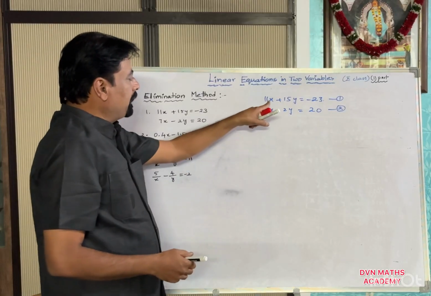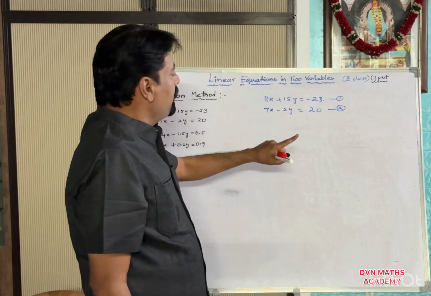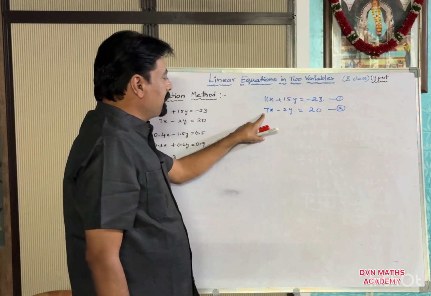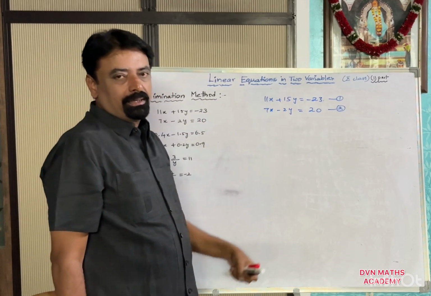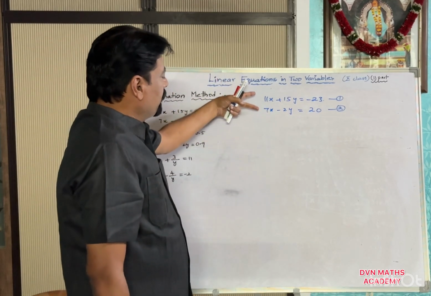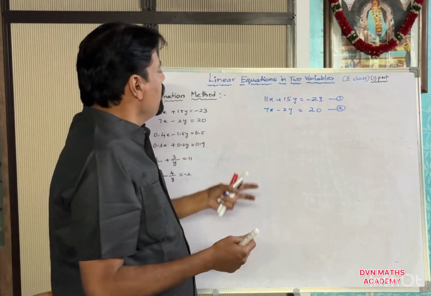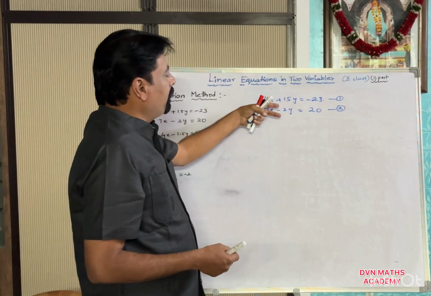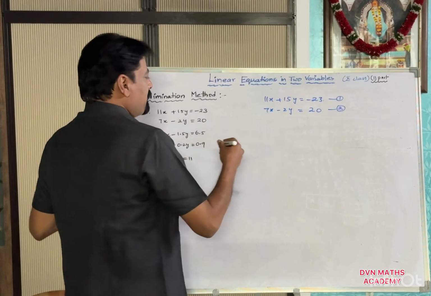If you observe, in the first equation the x coefficient is 11 and the y coefficient is 15. In the second equation, the x coefficient is 7 and the y coefficient is minus 2. There is no equality in the coefficients. So first you want to make the coefficients equal by multiplying. Sometimes you want to divide also. So here, if you want to make one of the coefficients equal, what I am doing here is first equation into 2.